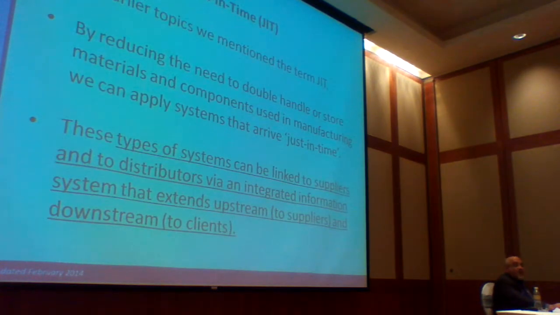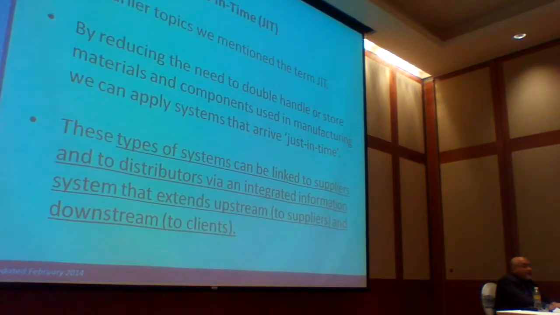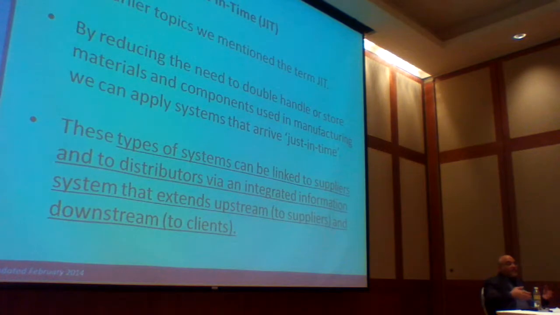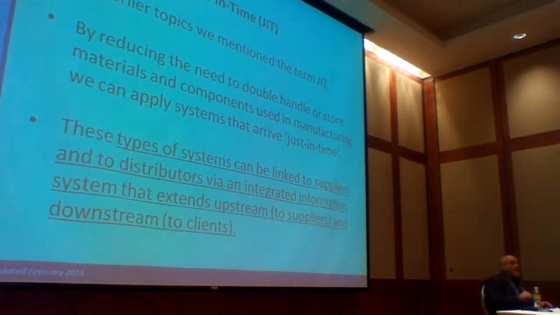Just in time, I already described this. This is what Toyota has achieved, to have zero inventory or zero stock material with no stores. These types of systems can be linked to suppliers and distributors via an integrated information system. It's about a system that connects all the different parties, and it will make adjustments whenever there is a change in the demand. This will be reflected on the input to the system, and on the order to the supplier. Any sales order will have its impact on all parties. And this will get you as close as possible to achieving just in time.